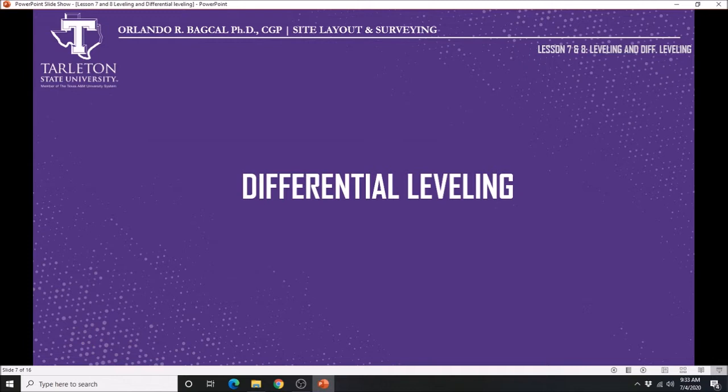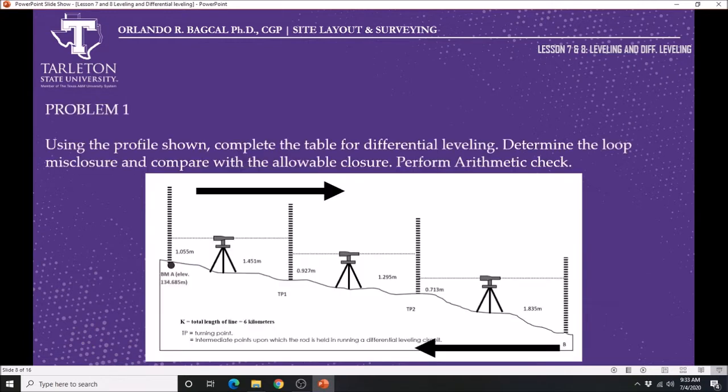Okay, again, I am going to demonstrate to you in your lab how you're going to set up and how you're going to read the leveling rod, because that is very important before you go out and perform the leveling. All right, so let's take a look at some problems where we will be able to apply this. Of course, the data is already given, but in your case, you will be responsible for determining those numbers.